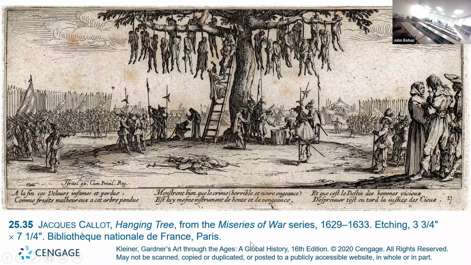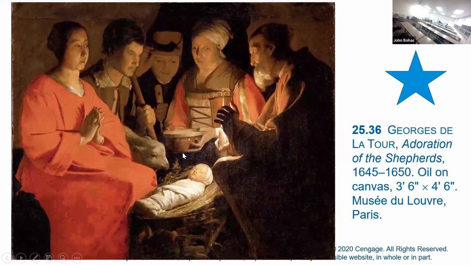The Hanging Tree from the Miseries of War series. Sometimes these things actually, this is awful. Here, Georges de La Tour, taking some of the techniques of Caravaggioism, tenebrism, chiaroscuro, and they got the Adoration of the Shepherds. That's baby Christ. That is Mary and Joseph and the shepherds at the birth of Christ.